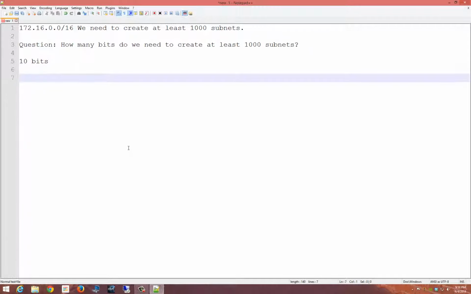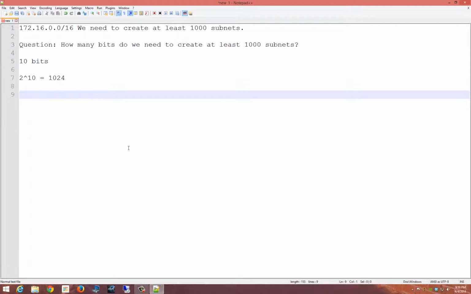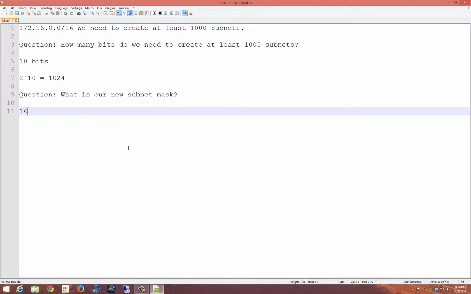The answer is 10 bits. 2 to the 10 equals 1,024 subnets. The next question we need to ask ourselves is, what is our new subnet mask? We have 16 original bits plus 10 borrowed bits, which will give us 26 network bits.